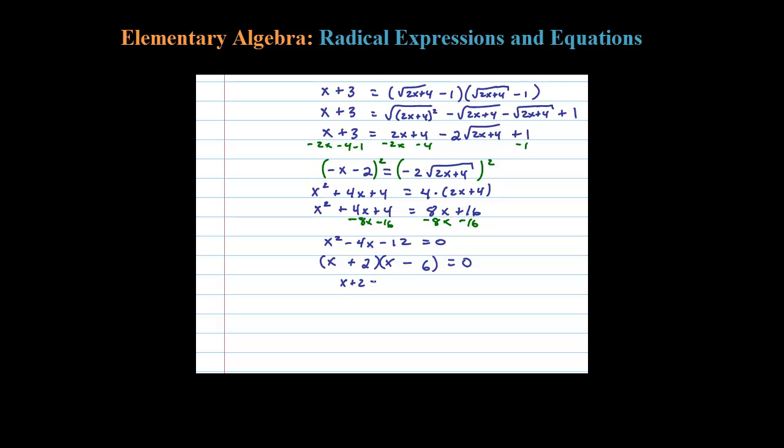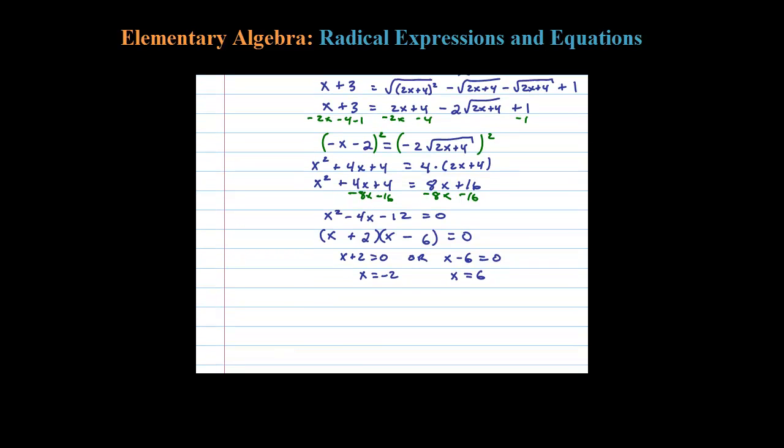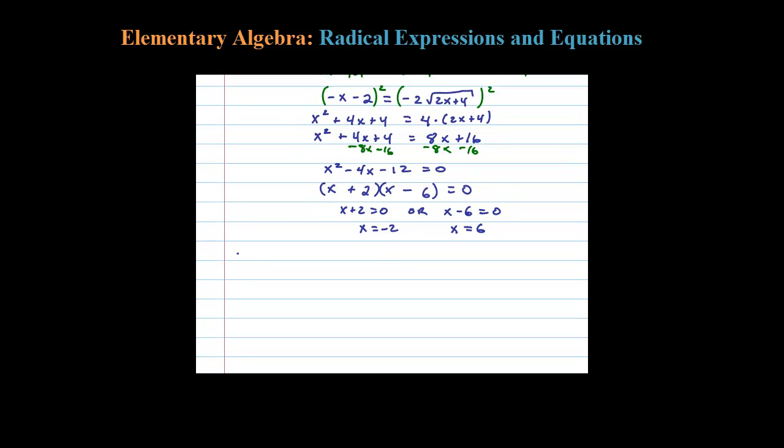Once you have it factored correctly, set each factor equal to 0. So x plus 2 equals 0, or x minus 6 equals 0. So here's my two possible solutions. X equals negative 2, or x equals 6. Now certainly we squared both sides, so we should always check our answers at this point. Now you want to go back to the original to plug it in to see if it works. Let's plug in x equals negative 2 and see if it solves the original.